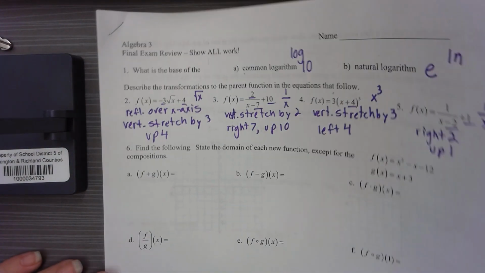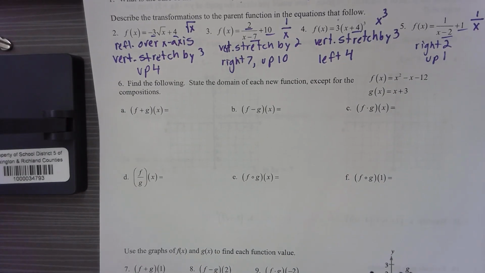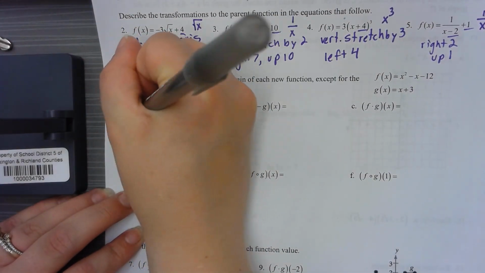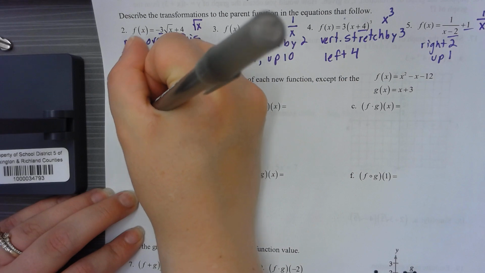Okay, so going on to the next section, we are stating the domain of each of the new functions except for the composition. So we're starting with the first one. We're doing f plus g. So this is f and this is g. So all that means is we're going to go ahead and add those together.